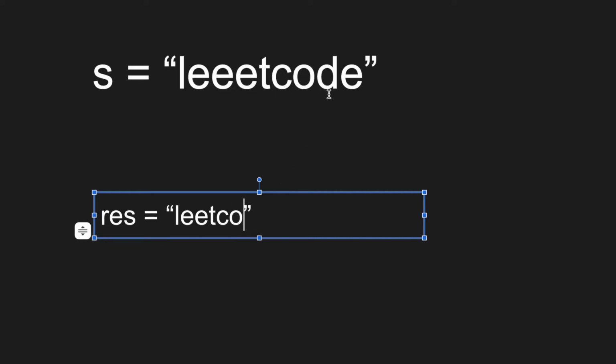Now we are at D. The previous characters are C and O, so we can add D. And then finally at E, the previous characters are O and D, so we can add E. And finally, that would be our result, which is the fancy string. And the fancy string for this example is Leetcode.